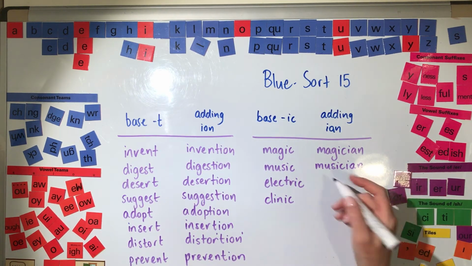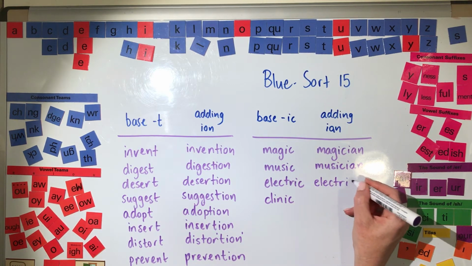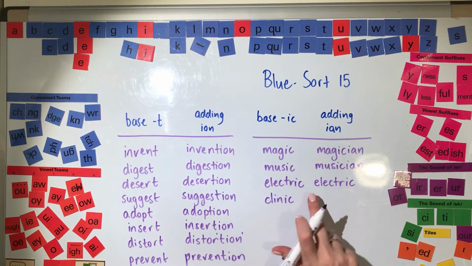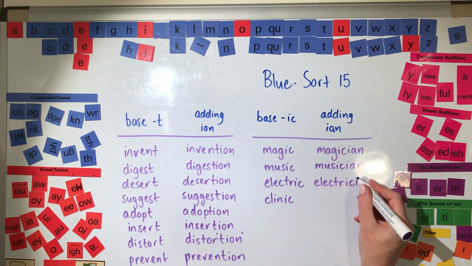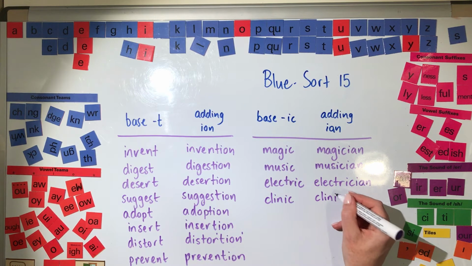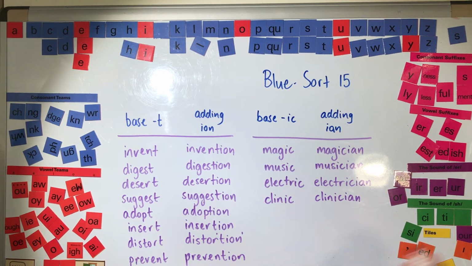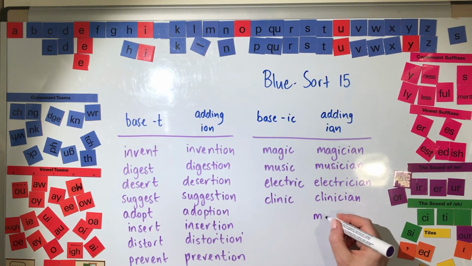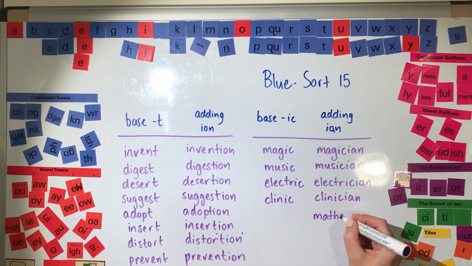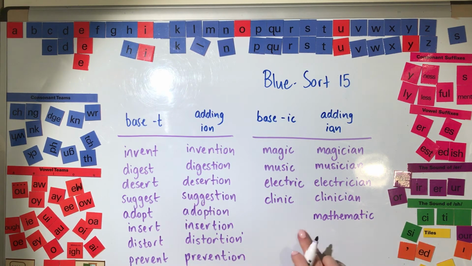Electrician, again, sounds like a really tricky word, but electric is actually not a particularly tricky word because it's just exactly as it sounds. And then you add IAN. Clinician, someone who works in a clinic. Clinician. You've got mathematician, something like that. Sounds like such a tricky word, doesn't it? Mathematician. So mathematic.